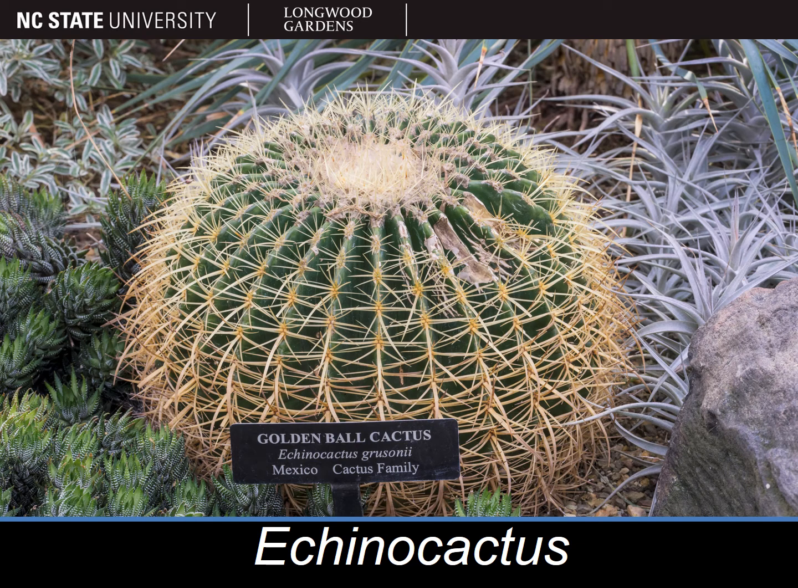The cactus pictured here is a cactus in the genus Echinocactus, also known as the barrel cactus. This particular cactus is Echinocactus grusonii, which also goes by the name golden ball cactus. This is probably the most well-known and popular species in the genus, and one of the most popular cacti to grow as well.